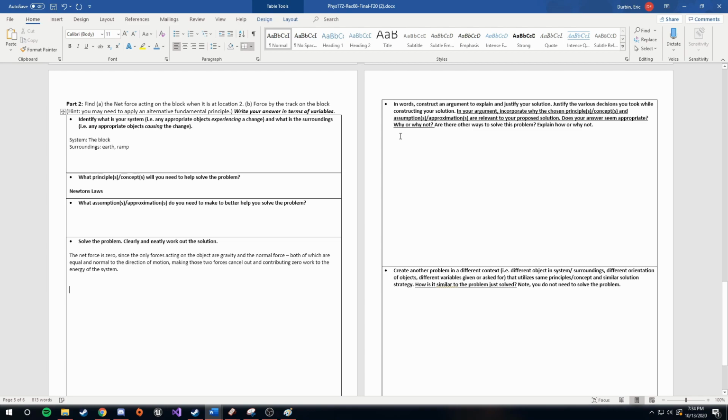Are they gonna yell at me for putting words? Oh, by the way, you're kind of explaining, justifying your solution, so you can take some of that and put it in the next section. I could just copy paste it. That's what I did. I just said the net force is 0 and then copy pasted my explanation.